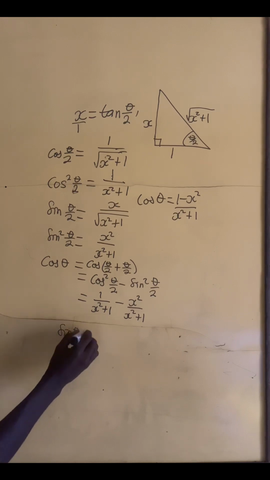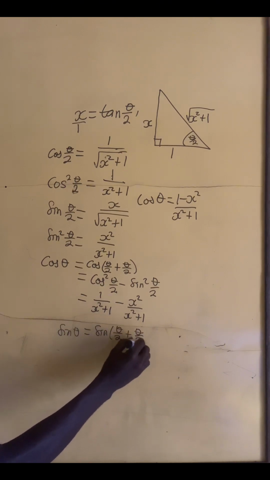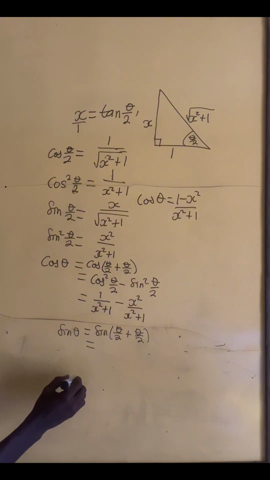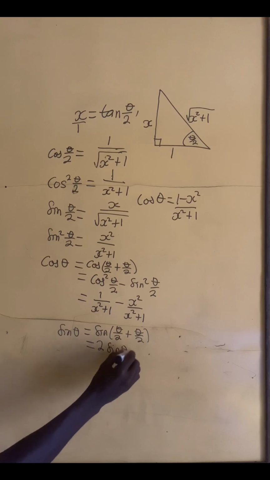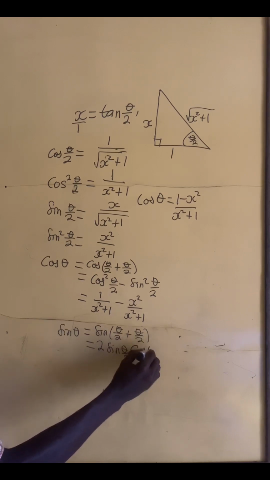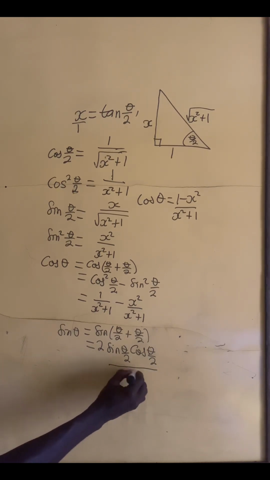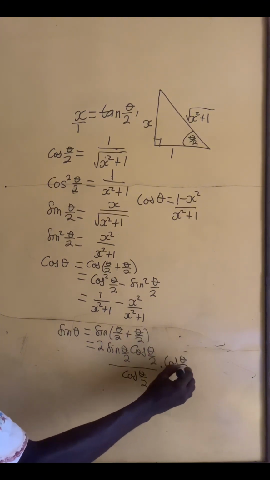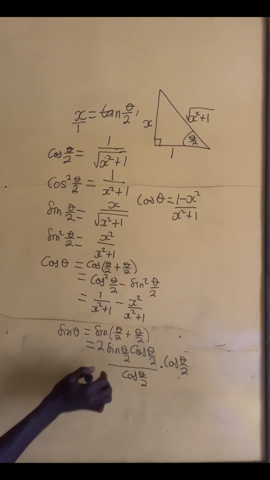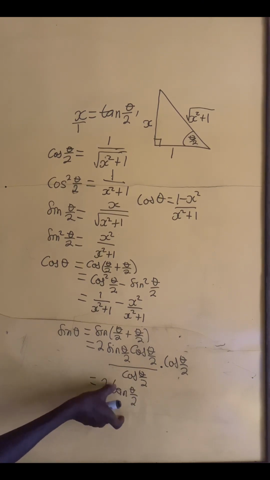Now, if I take sine theta, that gives sine of theta on 2 plus theta on 2. So this expands to give 2 times sine theta on 2 times cosine of theta on 2. Now, if I divide this by cosine of theta on 2 and then multiply it by cosine of theta on 2, I can get a very nice expression. Sine theta on 2 divided by cosine of theta on 2 gives tangent of theta on 2. Yes, that is very, very simple as that.